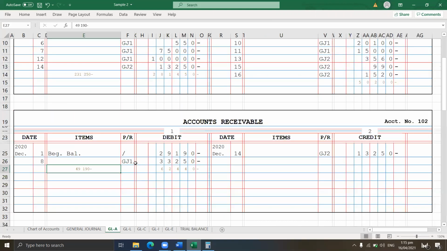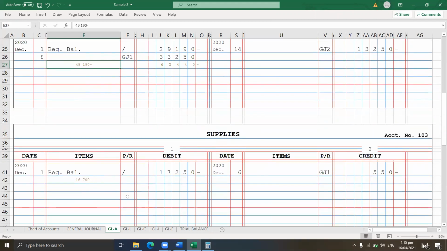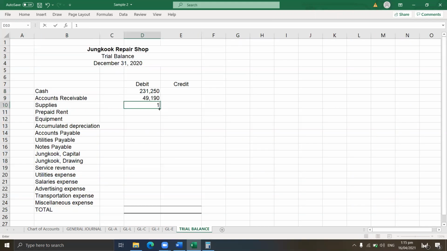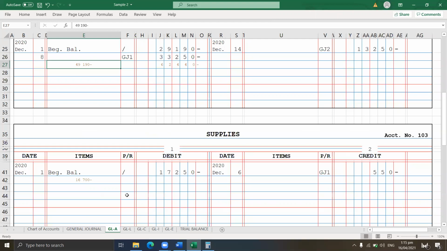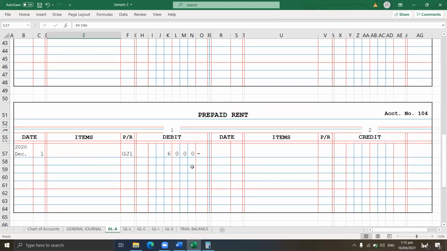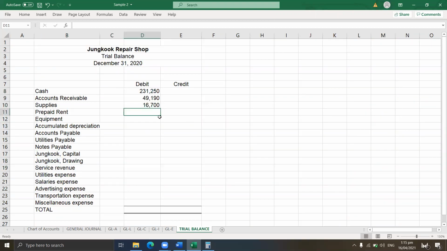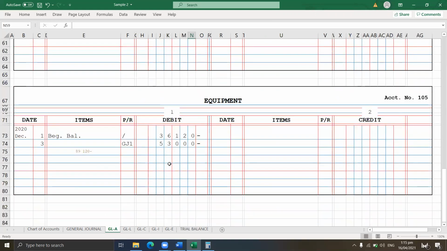Then we have our supplies. Okay, 16,700. 16,700. Next, we have our prepaid rent. So it's 6,000. So 6,000. Our equipment. Okay, so it's 89,120.